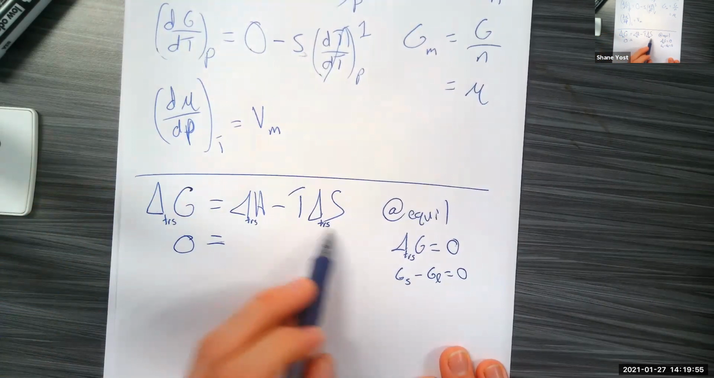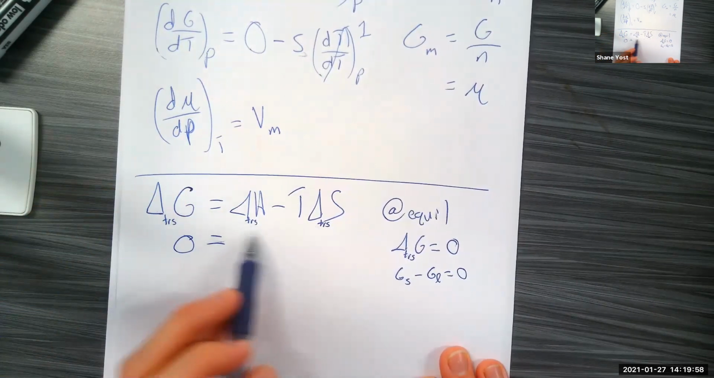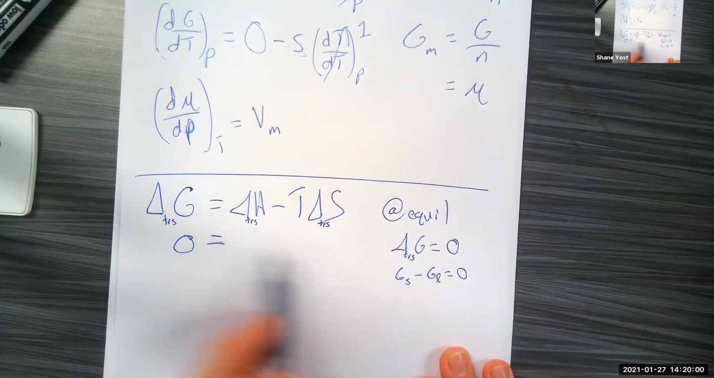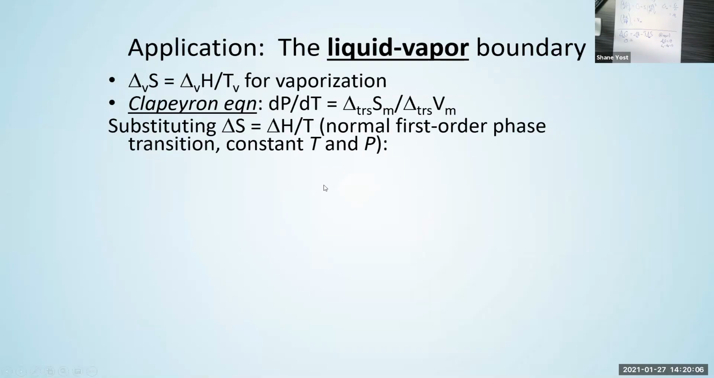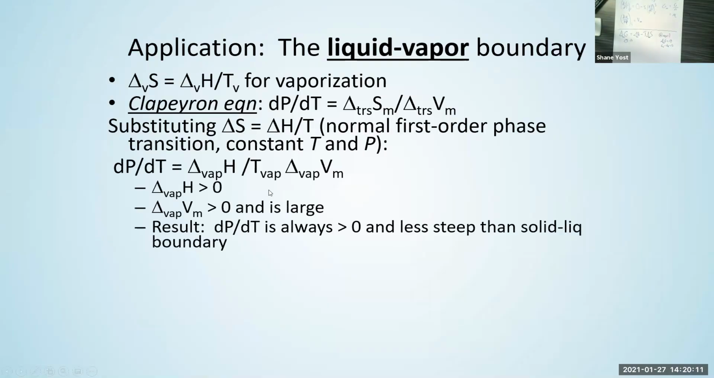And so I can just solve: delta S is equal to delta H divided by T. So that's where we get that equation here, delta S is equal to delta H divided by T. Plugging that in, it's still this Clapeyron equation. I've just replaced delta S by delta H divided by T.